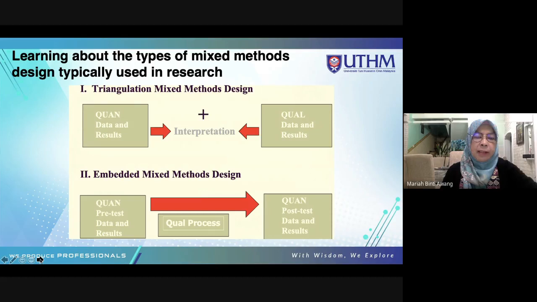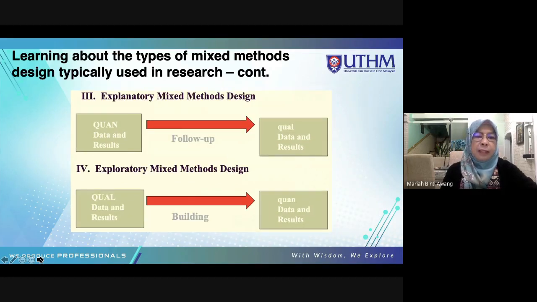The second type is embedded mixed methods design. For example, quantitative pretest data and result, then the qualitative process, and then we get quantitative post-test data and result. The third one, explanatory mixed methods design. We have quantitative data and result, followed up by qualitative data and result. For exploratory mixed method design, we have qualitative data and result, and we build on it and we get quantitative data and result.